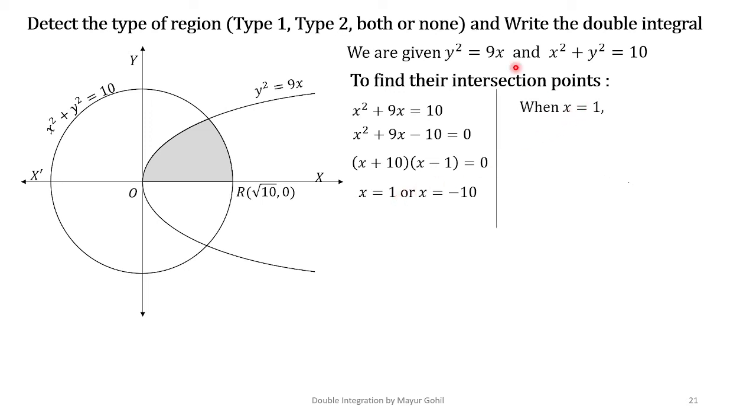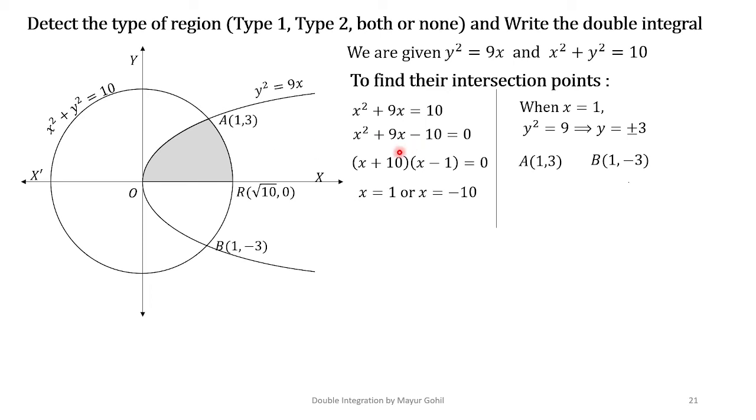Now when x equals 1, I substitute in the parabolic equation, y square equals 9x. When I substitute, I get y square equals 9, which gives y equals plus minus 3, and on substitution I get two points: A as 1 comma 3 and B as 1 comma minus 3. So I label them on the diagram, A as 1 comma 3 and B as 1 comma minus 3. Now I don't need the bottom region, so I'll avoid that for discussion.